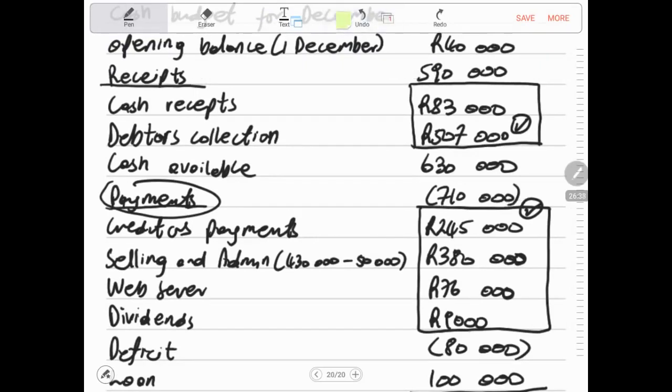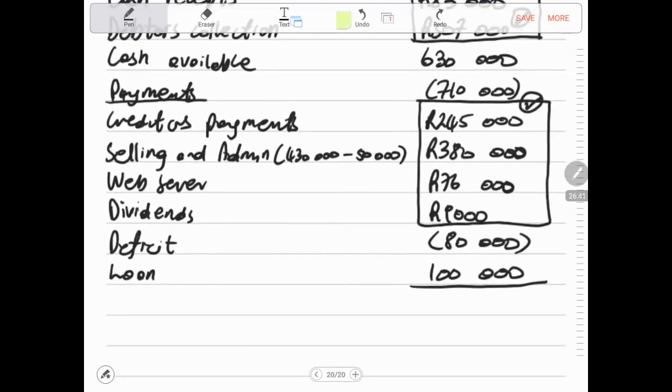And now that I am recording this loan, it does not mean it is under payments, but is under receipt, but I'm recording it just after my deficit, so that I'm very clear that I had a deficit of 80,000, and after the deficit, I borrowed a loan from the bank of 100,000. And remember, I can only know that I need to borrow money from the bank after I have recorded the deficit of 80,000 rands. The minute I see the deficit, I say, oh, then I need to borrow 100,000 rands.